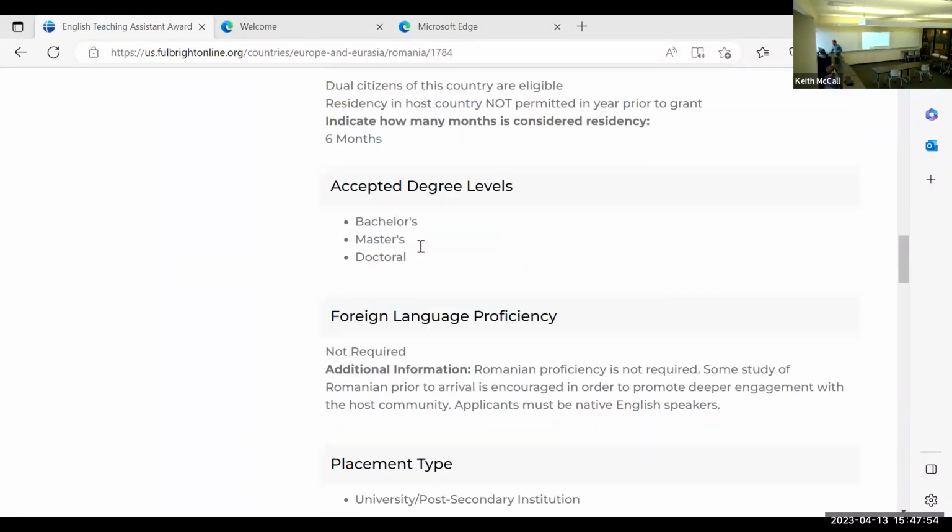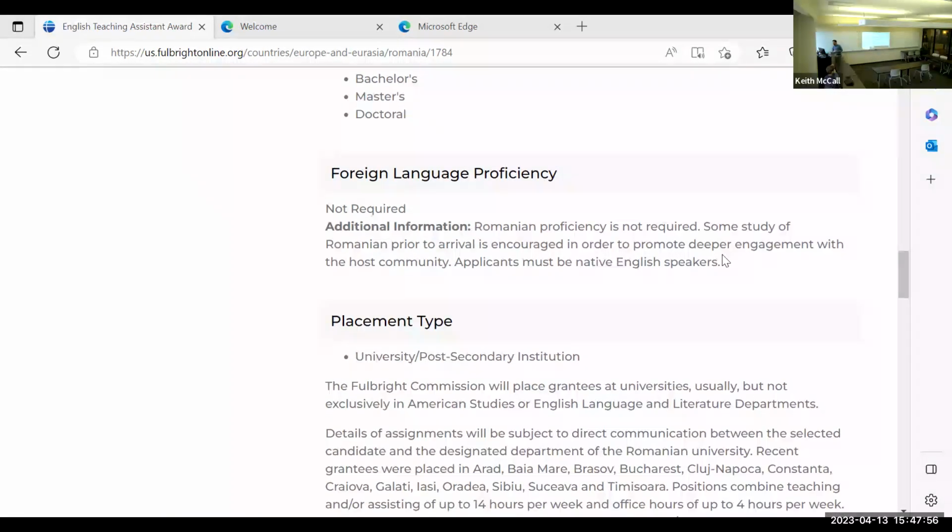Foreign language proficiency is one you'll definitely want to pay attention to. So Romania makes it very clear. They do not require you to have Romanian. It's encouraged, but it's not required. So you won't be dinged in your application if you don't have Romanian language skills.